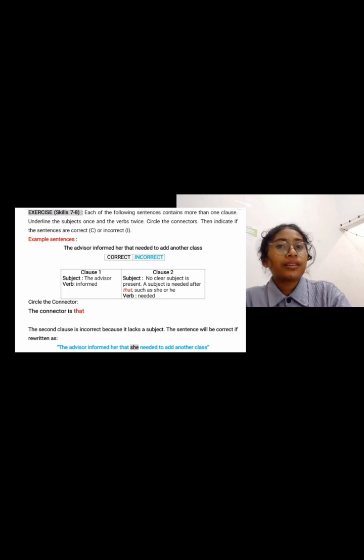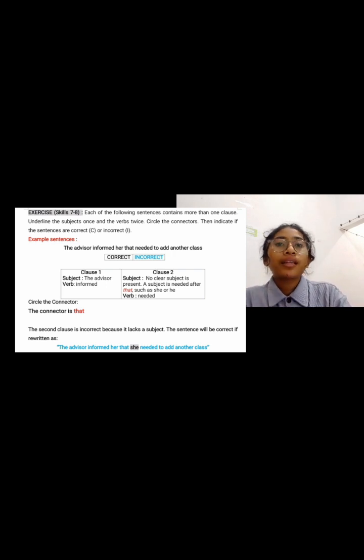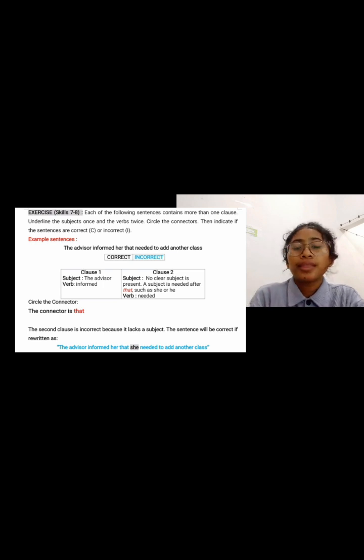is the connector. Okay, so the conclusion is that this sentence is incorrect because it does not have a subject in the second clause. The sentence will be correct if rewritten as: the advisor informed her that she needed to add another class.